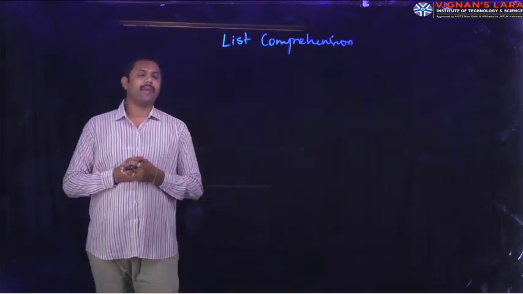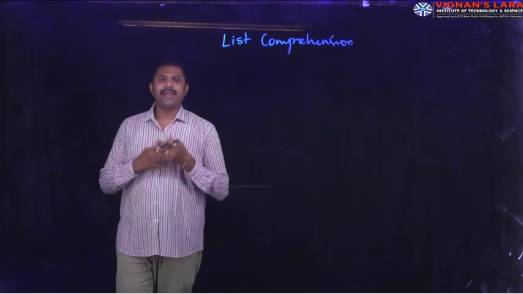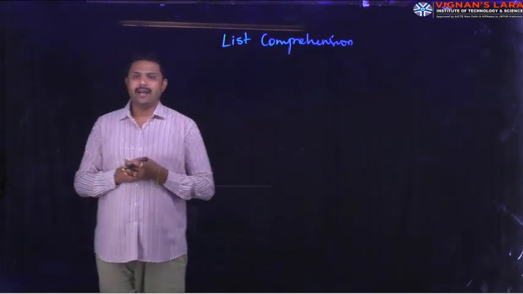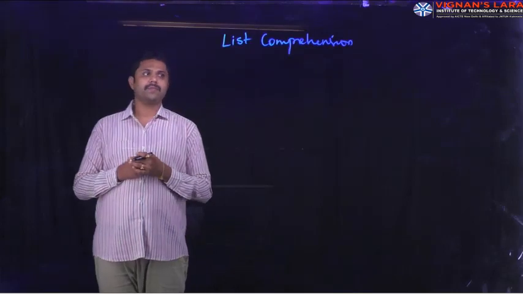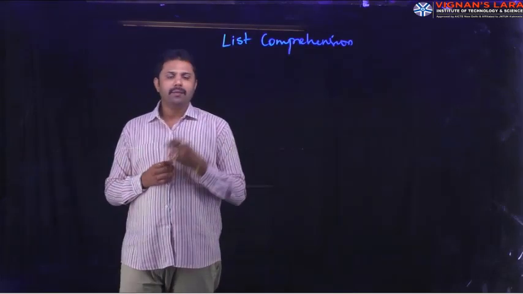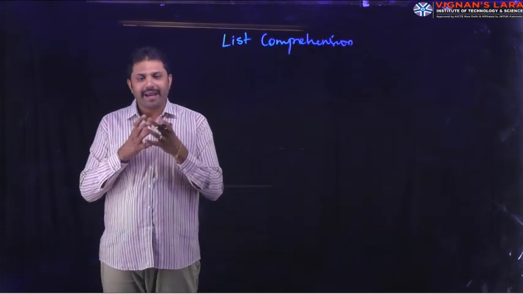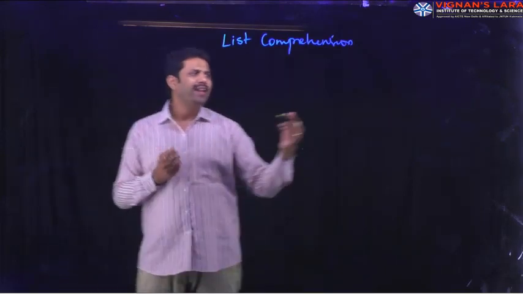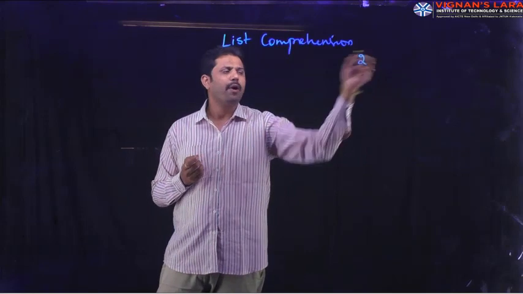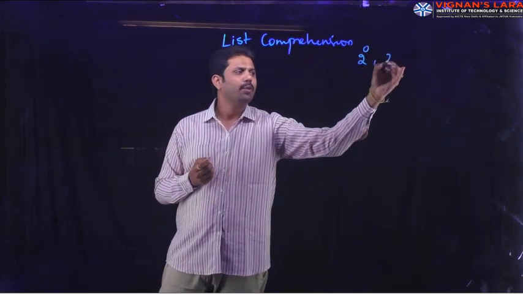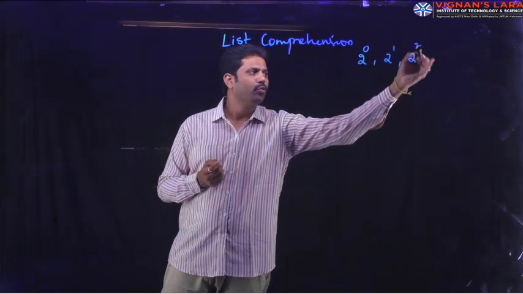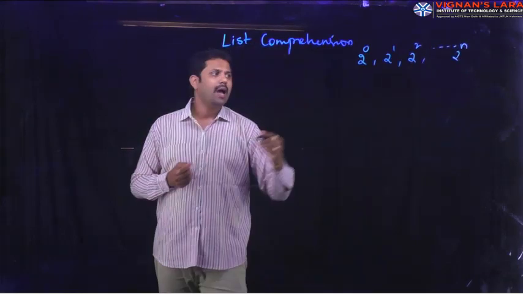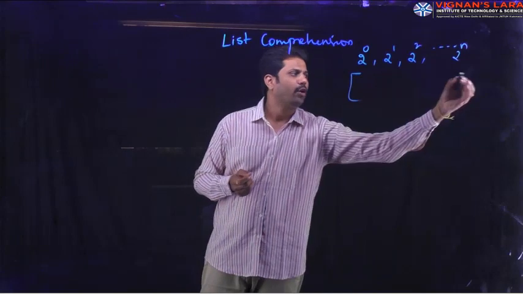What is list comprehension? It is a very important concept. Let us see the list comprehension. For example, I want to create a list that contains the values 2 to the power of 0, 2 to the power of 1, 2 to the power of 2, and so on, up to 2 to the power of n. This is the list I want.